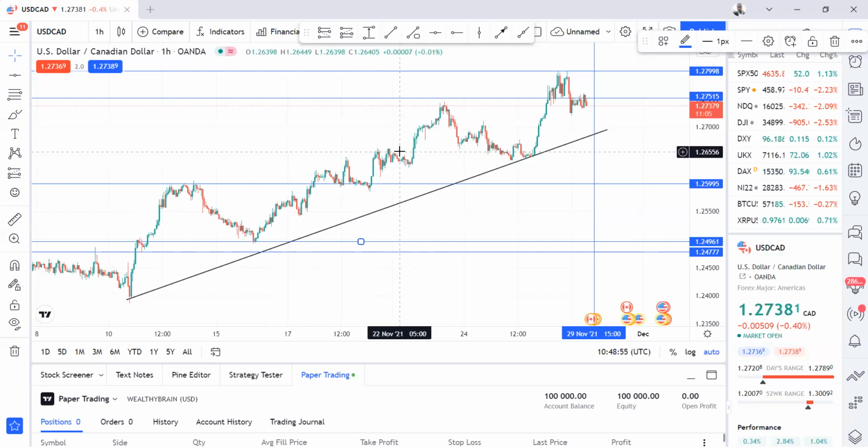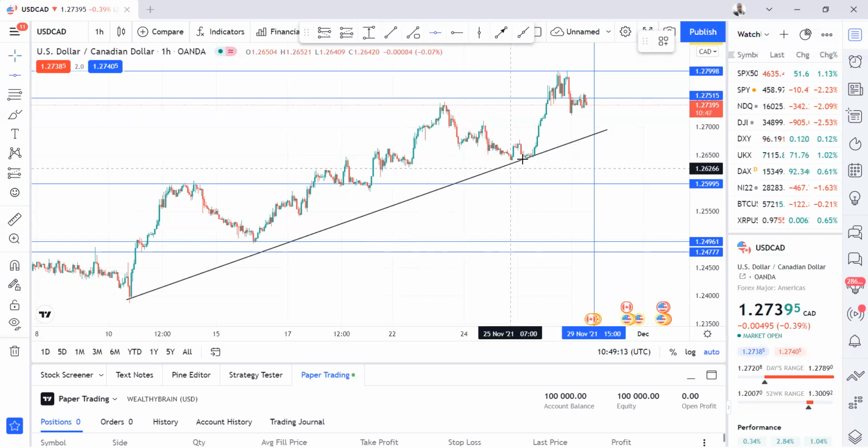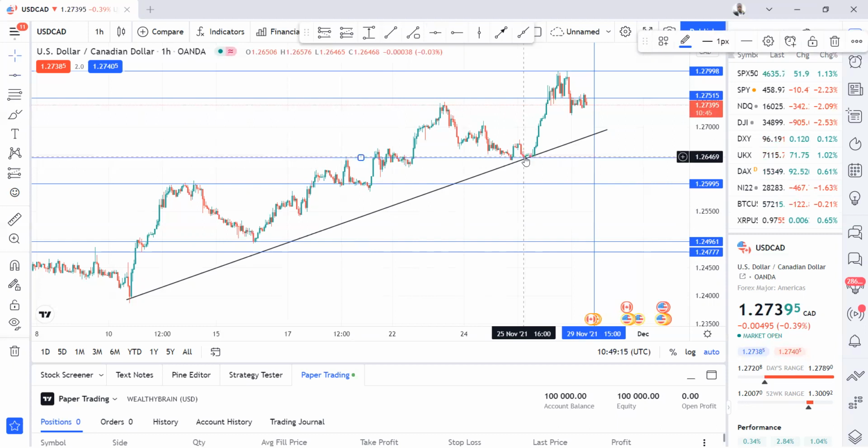Then we also have another resistance here in this whole area. So one here and two here validate to become what we call a zone. So another resistance was created here, broken, converted to a support. All right, so let's take another one here.